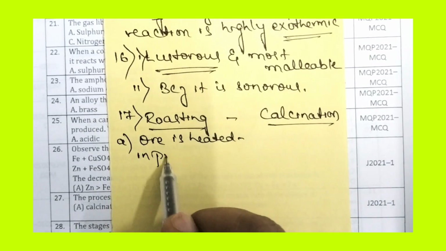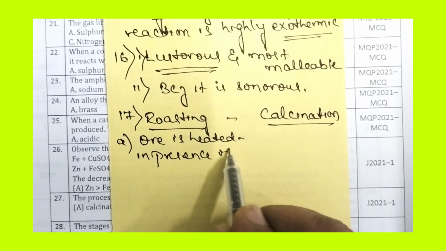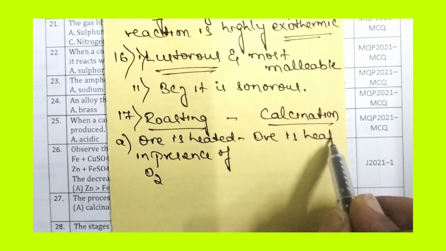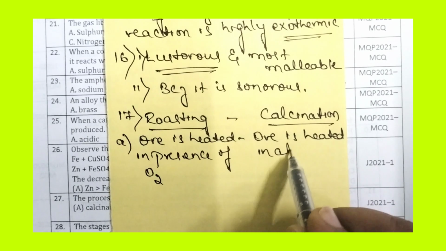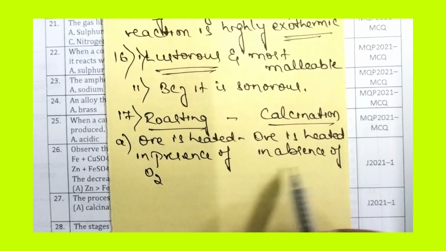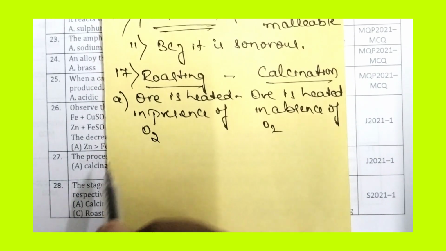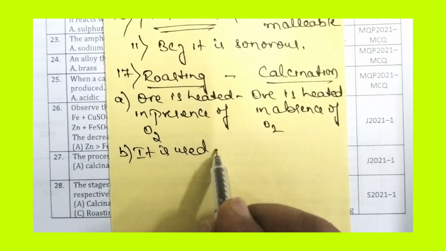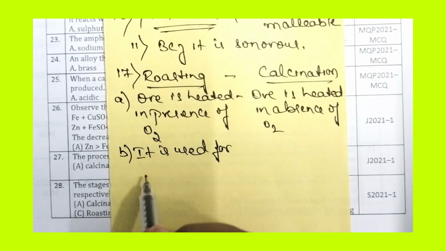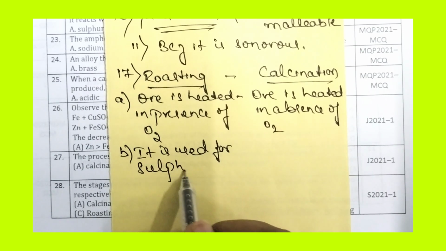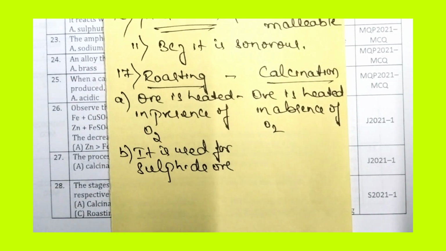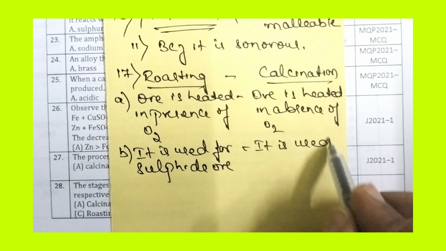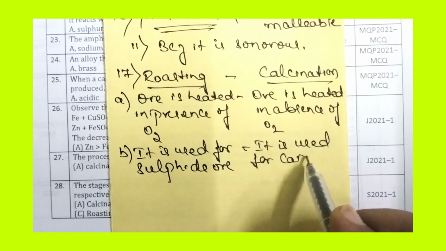Ore is heated in presence of oxygen. In calcination, ore is heated in absence of oxygen. This is the first difference. And the second difference between roasting and calcination is that roasting is used for sulfide ore, while calcination is used for carbonate ore.